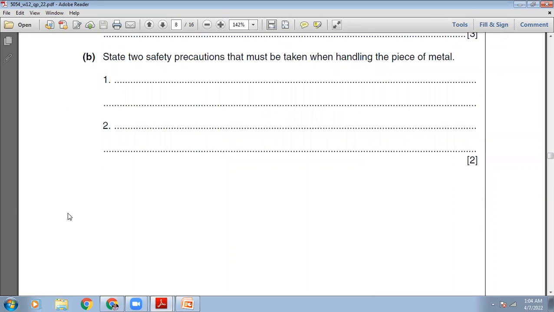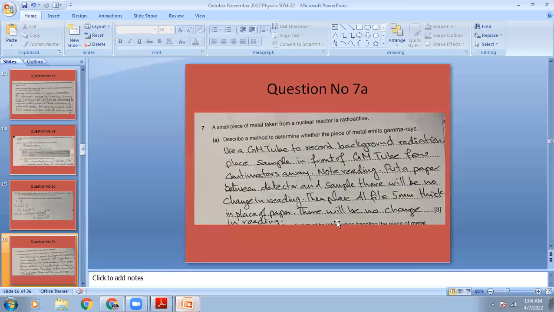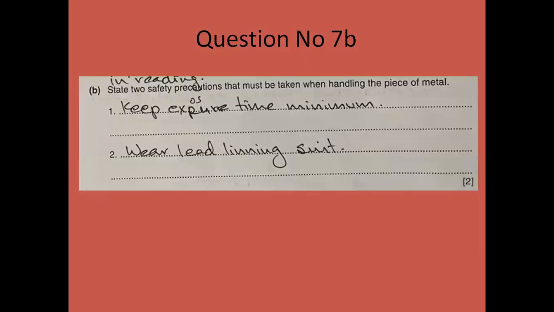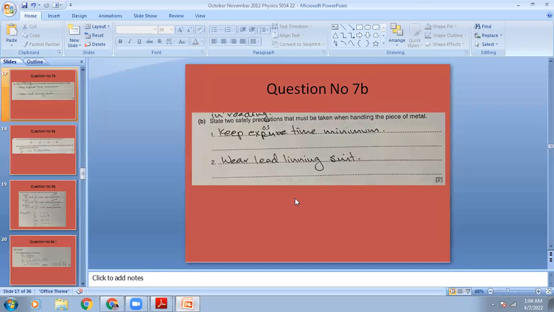He says state two safety precautions that must be taken when handling the piece of metal. So when you are handling this metal, the precautions could be that you have to reduce the exposure time, keep the exposure time minimum, and wear the leather lining suit.